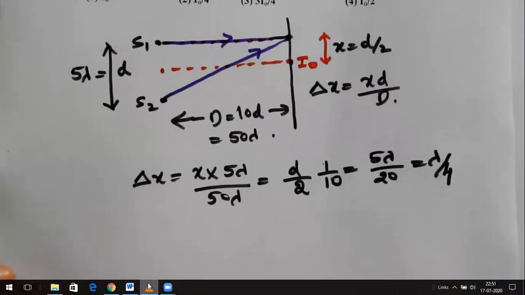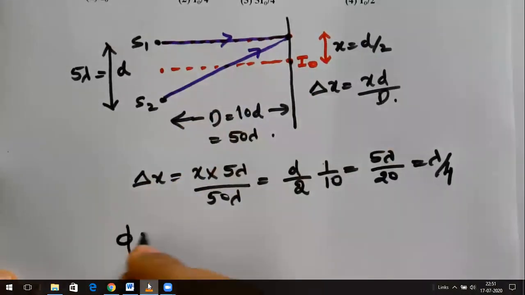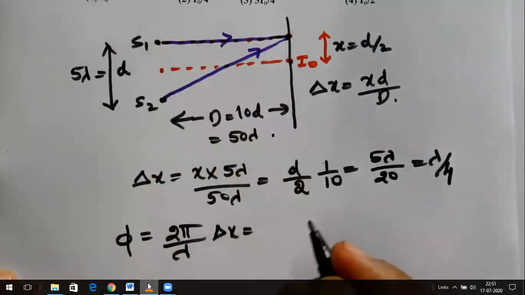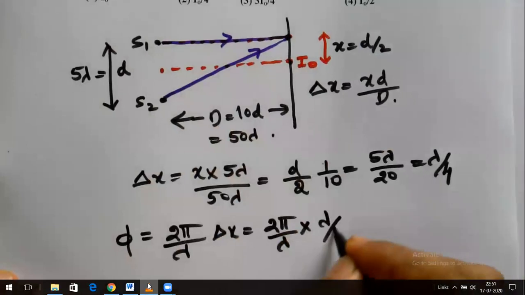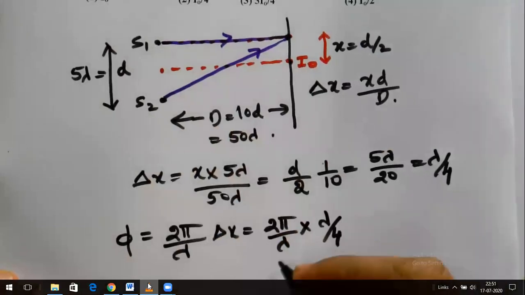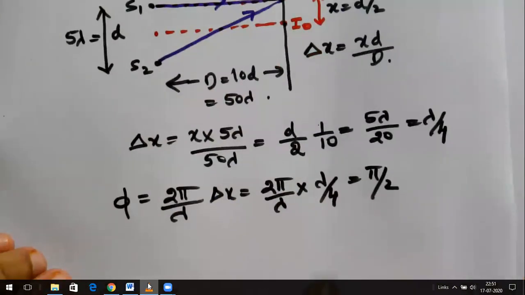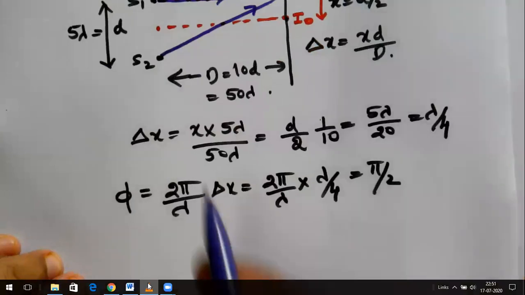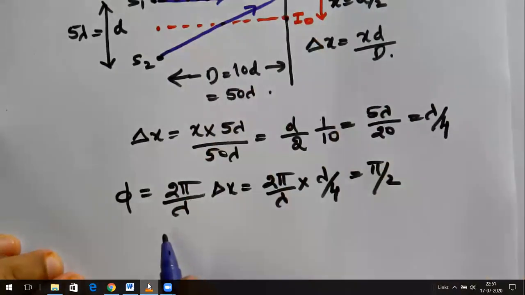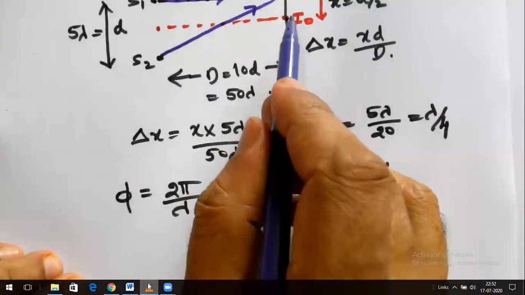So what is the phase difference between these two waves reaching here? Phase difference is equal to 2 pi by lambda into path difference. That is equal to 2 pi by lambda into lambda by 4. So lambda gets cancelled and that comes to pi by 2. Now once you know the phase difference between the two waves producing some intensity at a point on the screen, you can find out the intensity with respect to the maximum intensity of the central fringe.